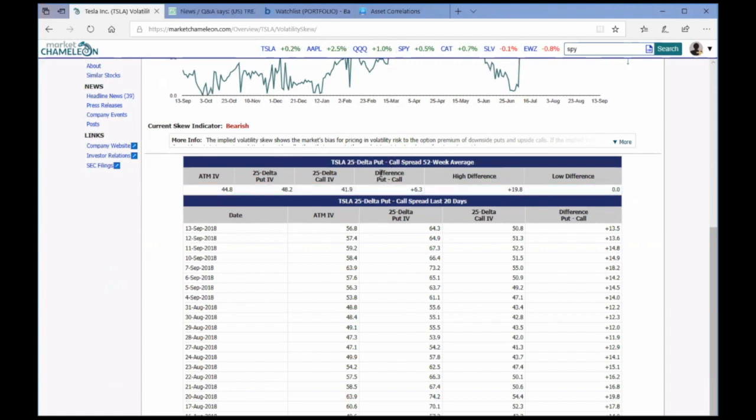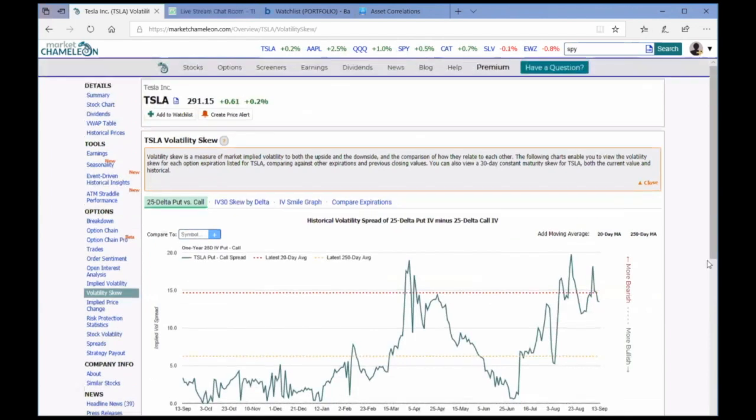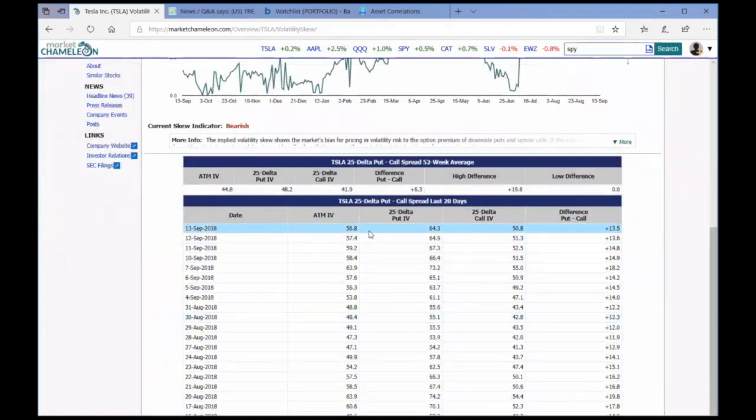To me this is a great sentiment gauge of where people are putting their money. Right now, the average between these two is typically the put would trade 48 and the call would trade 42. So it'd be about a six volatility point spread between a 25 delta put and 25 delta call.